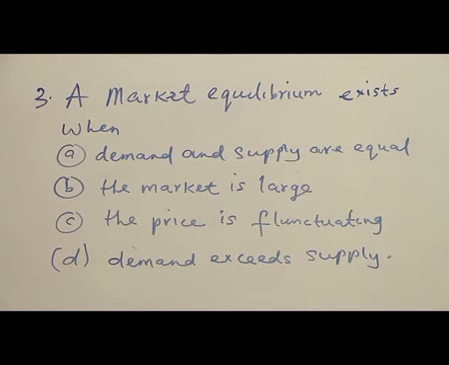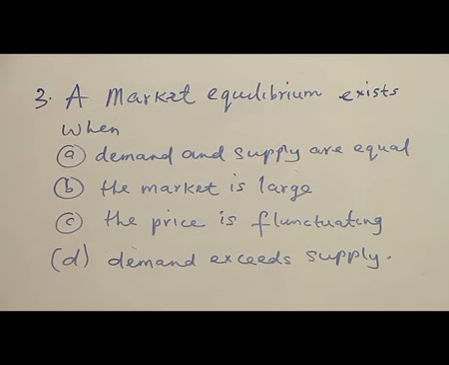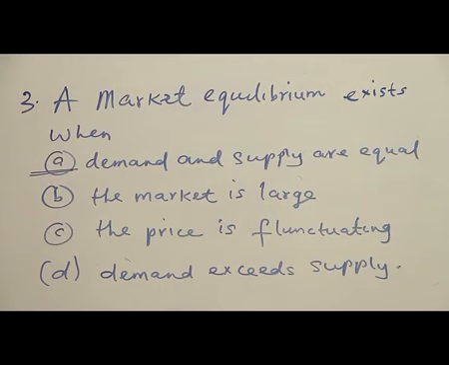Question 3. A market equilibrium exists when: A, demand and supply are equal; B, the market is large; C, the price is fluctuating; D, demand exceeds supply. The right answer is A, demand and supply are equal. Letter B and letter C are not talking about equilibrium. The only one talking about equilibrium is demand and supply.